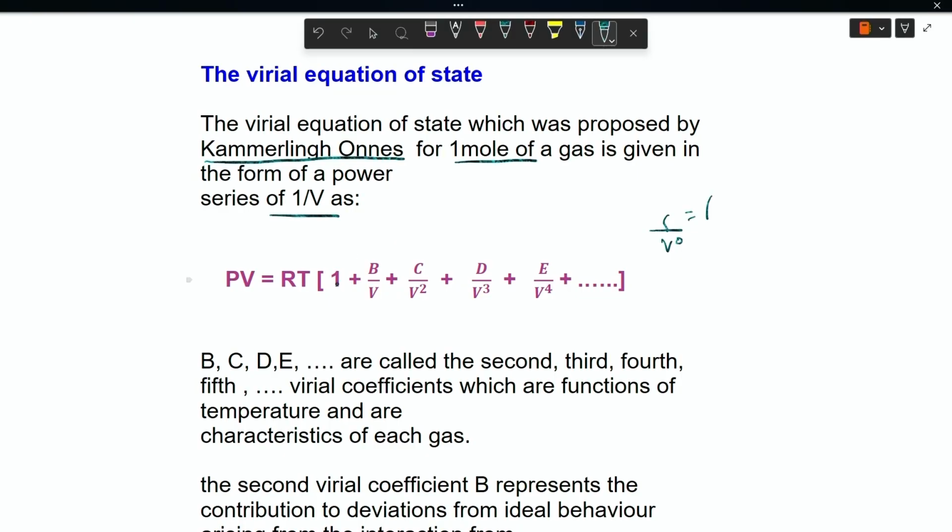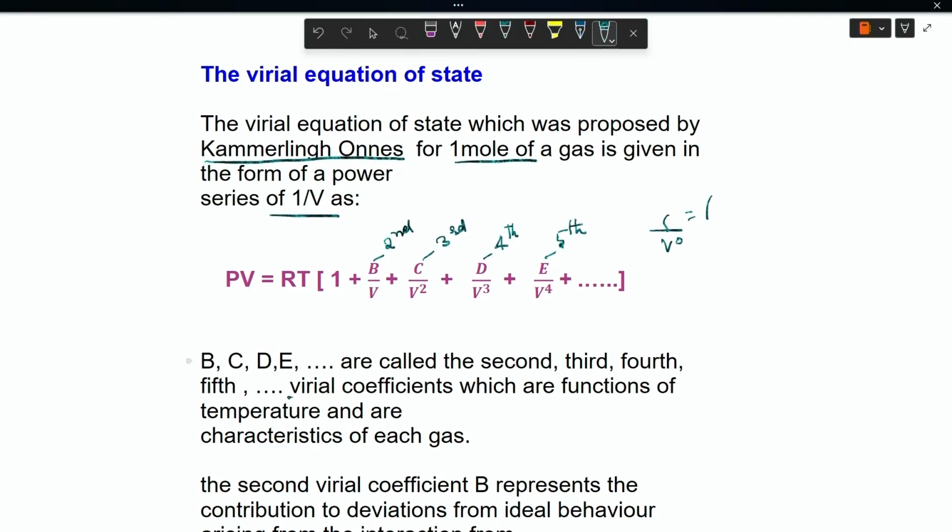The first one is written as 1, the second constant is known as the second virial constant, this is the third virial constant, this is the fourth virial constant, this is the fifth virial constant, and so on. So, the terms above the powers of 1 by V, we have certain alphabets B, C, D, etc. They are known as virial constants or virial coefficients.